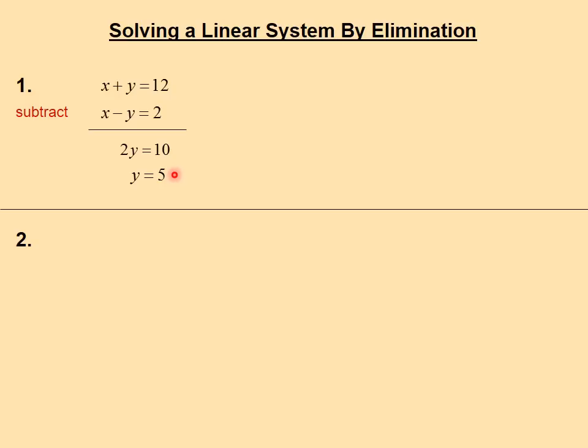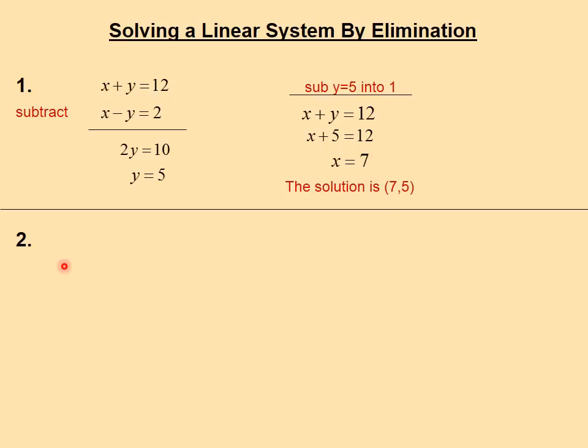Y equals 5. And now the second step is always the same as substitution. We're going to substitute that back into one of the original equations, and we'll choose 1 in this case. So here we go, substituting in y, and that 5 goes over to the other side, and as we said, x is 7. We'll just write the solution like that, 7 comma 5, and then you can always check your solutions in the original equations. So let's try another example.